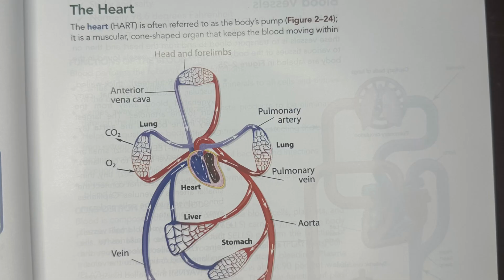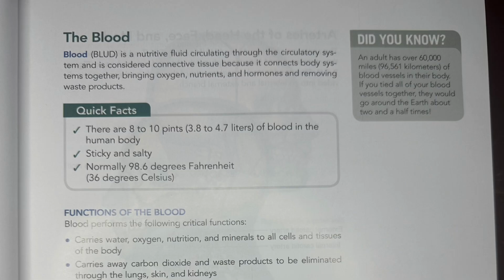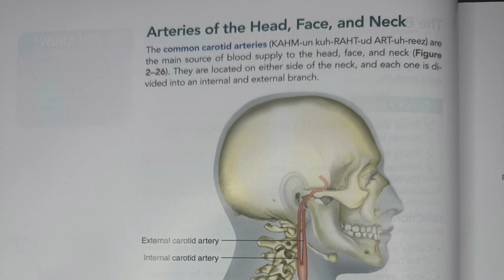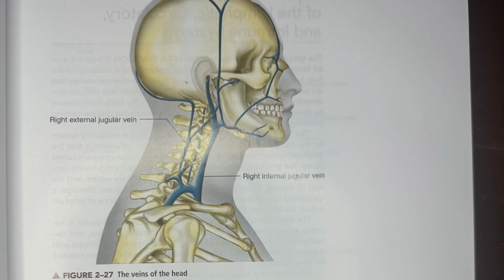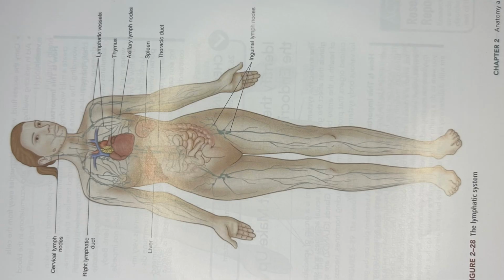Circulatory system: heart, pumps blood, blood vessels, arteries, veins, capillaries. Blood nourishes the body. Functions: carries oxygen, removes waste, regulates temperature, protects from pathogens. Composition: red cells, white cells, platelets, plasma. Head, face, and neck arteries and veins: common carotid artery, jugular veins. Lymphatic, circulatory and immune systems work together to defend against disease, remove toxins, support circulation.